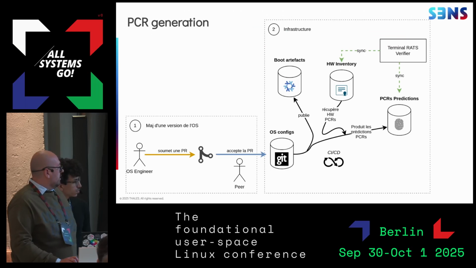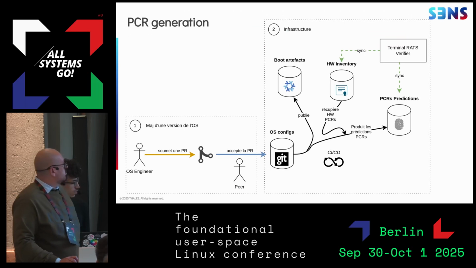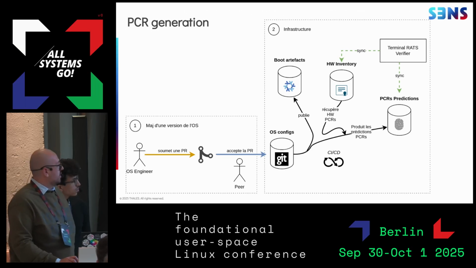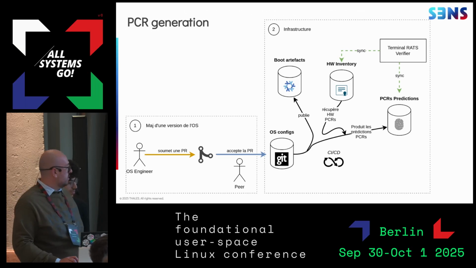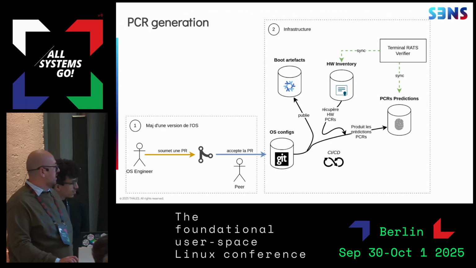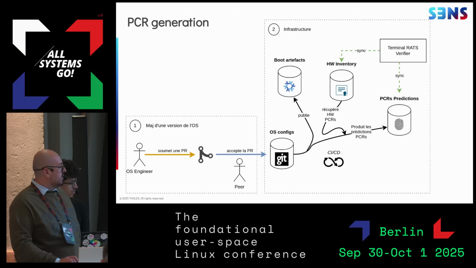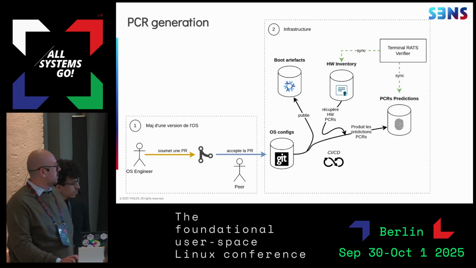When you do an update, you need to generate new PCR values. So you have a PR, which will be reviewed by your peer, and then the CI/CD will generate the prediction, and the RATS verifier will sync with the PCR prediction databases and hardware inventory databases.